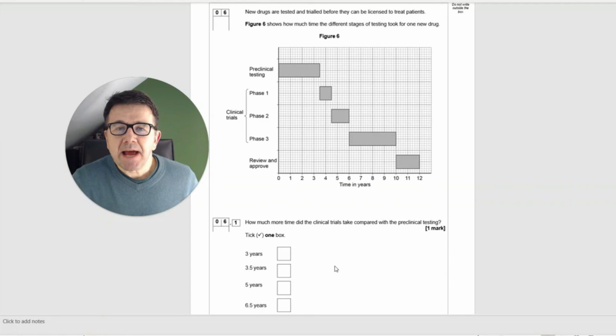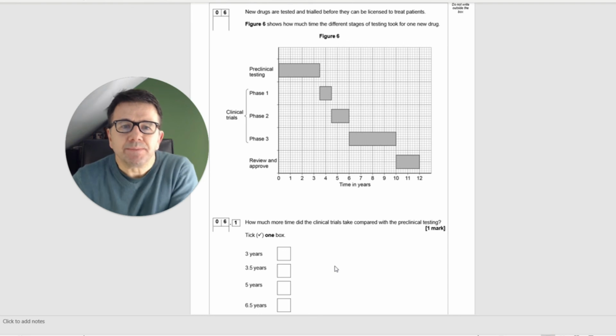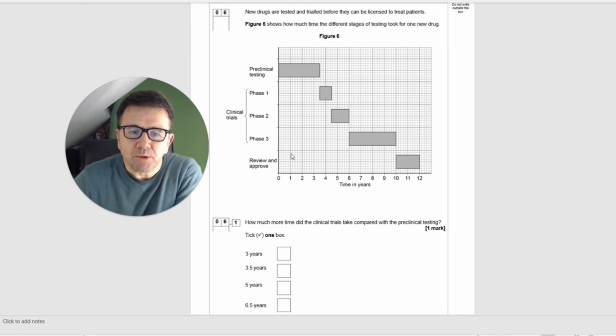On to question 6 now, and this is related to infection and response, and this is related to drug trials. So they give you some data here, and they say how much more time, there you go, more time did the clinical trials take compared to preclinical testing, and they give you a selection. So we need to first of all work out preclinical. So if I draw a line down here, not a very good line, that is 3.5 years.